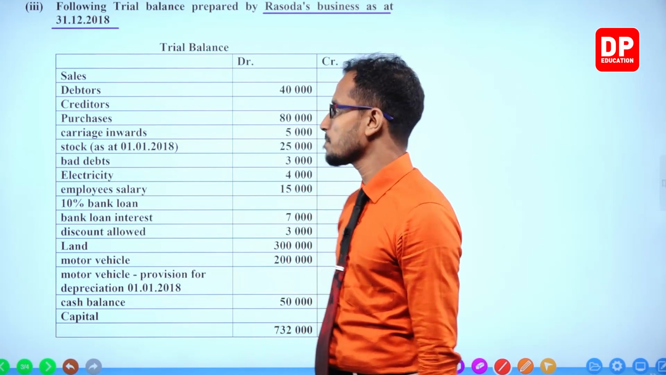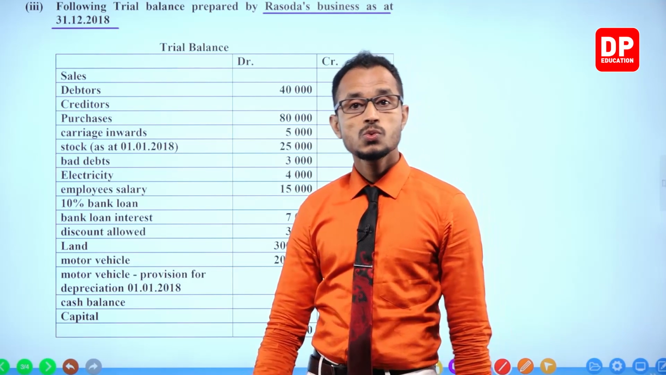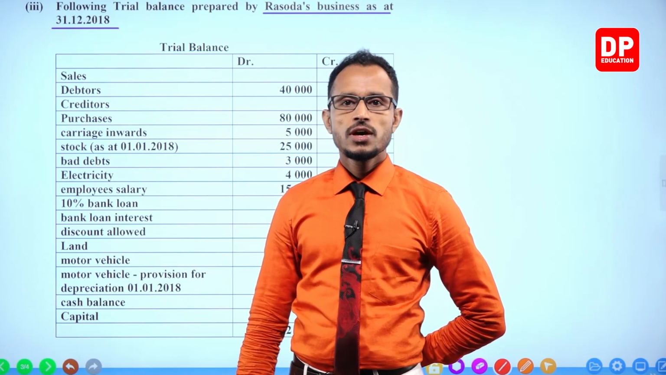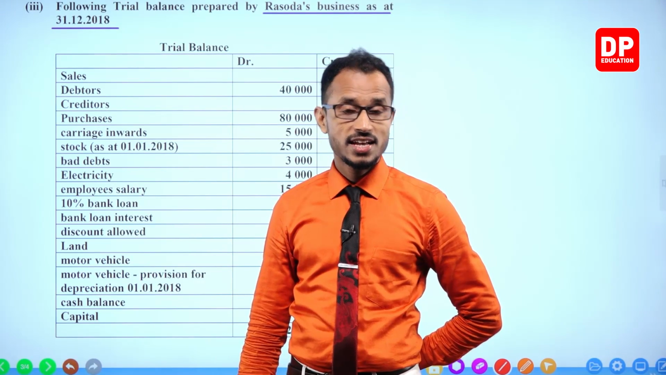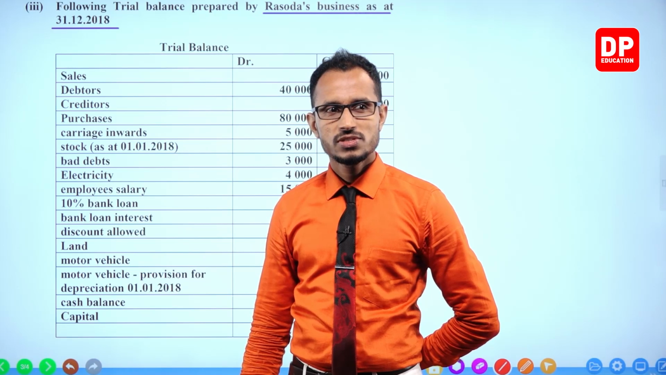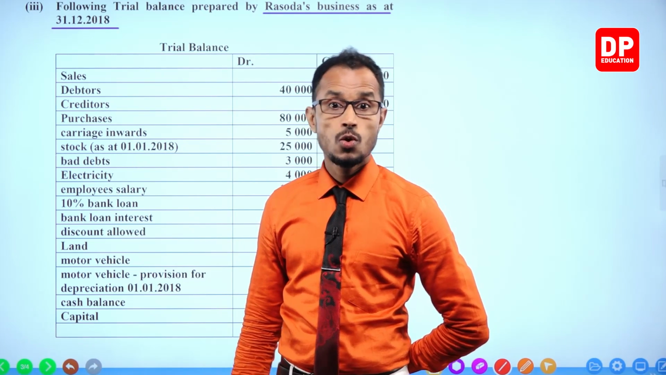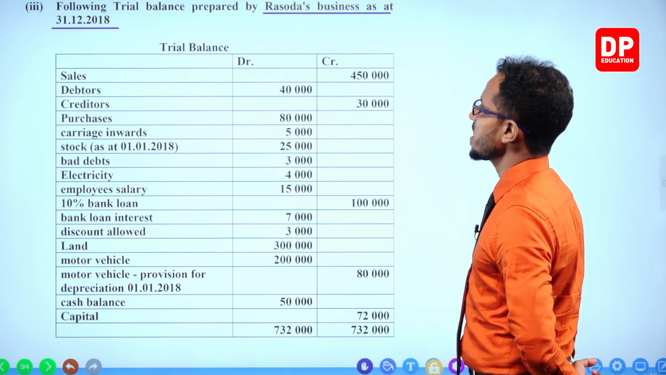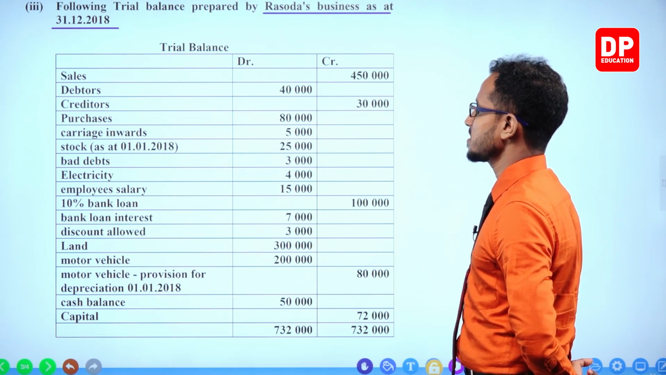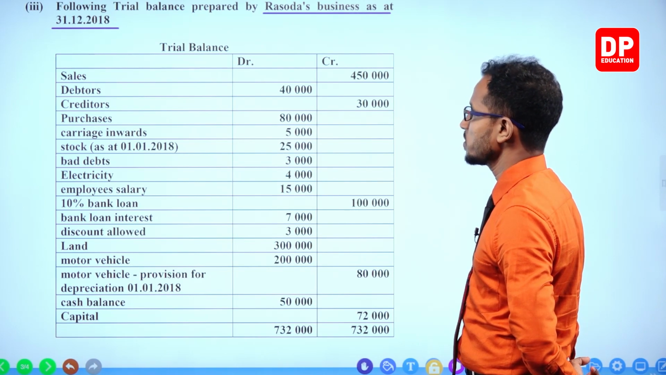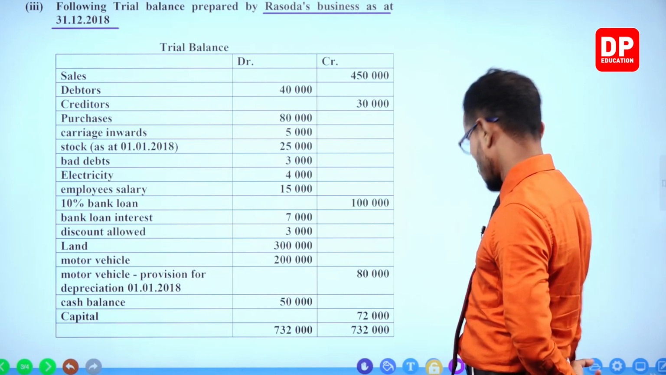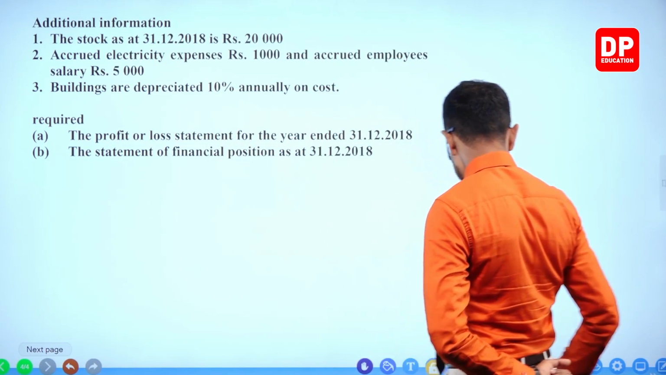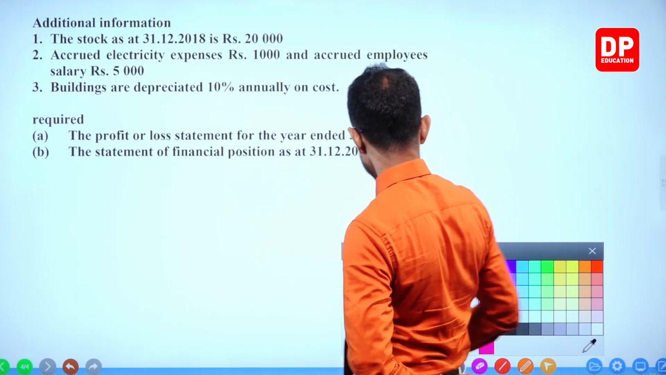Yep. This is the financial statement question. A statement of profit or loss and a statement of financial position is coming our way, right? It's coming our way. Let's do this thing. We have additional information right here.